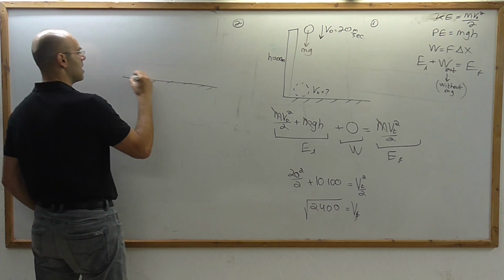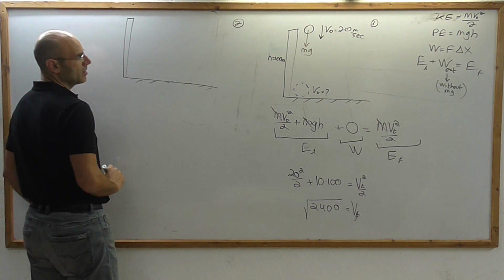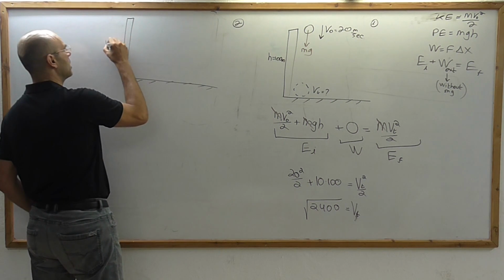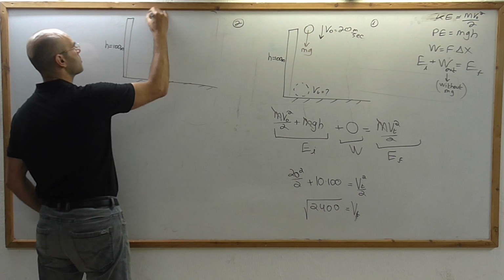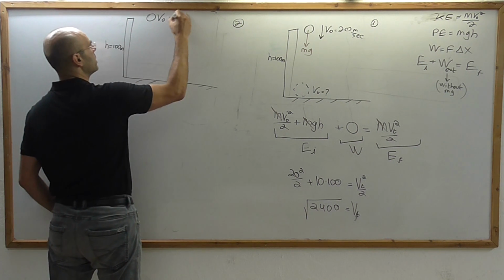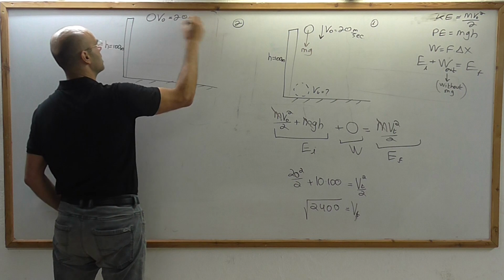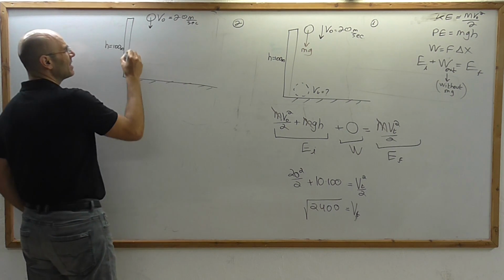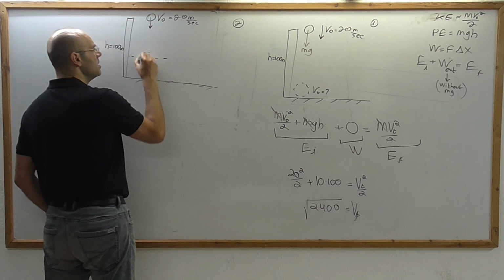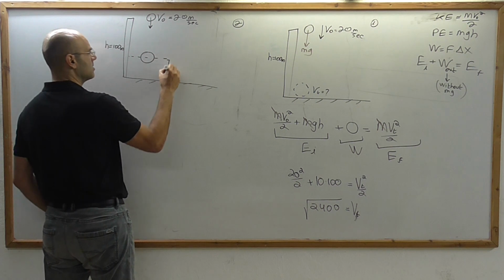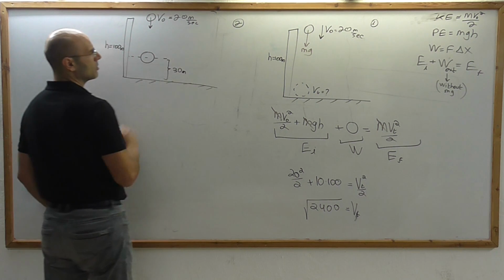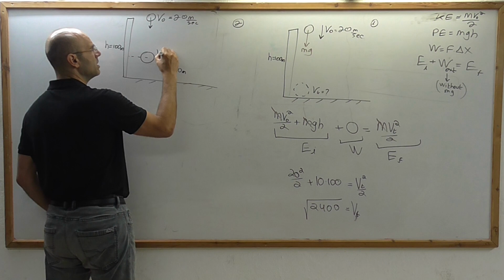Let's say I have this tower again, h 100 meters. I throw the ball again at V0 20 meters per second downwards, but I want to know what the velocity will be here. Let's say this height is 30 meters from the ground. What will the V final be here?